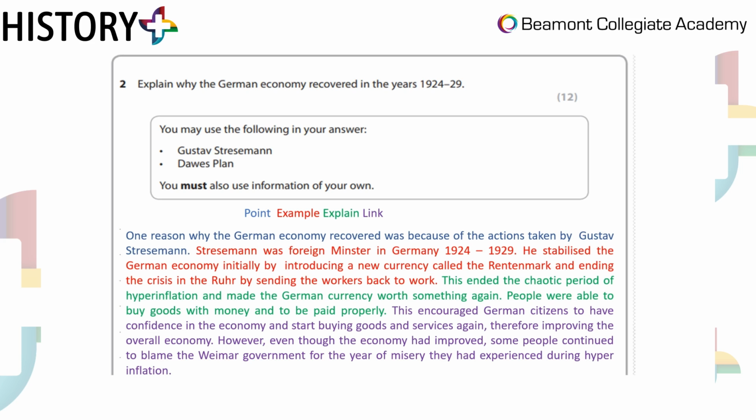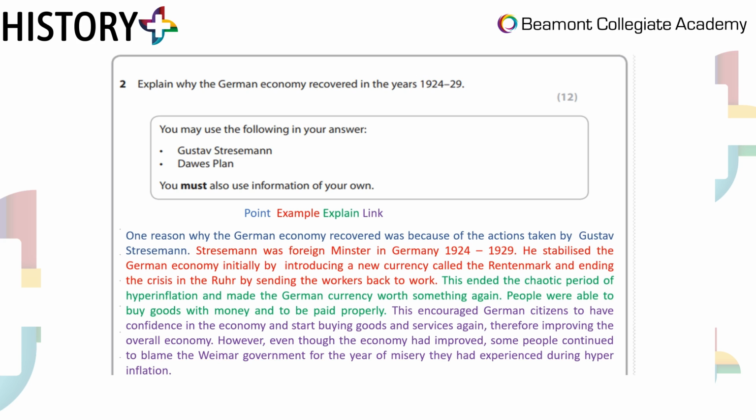Then I've got to give an example about that. Stresemann was foreign minister in Germany 1924 to 1929. He stabilised the German economy initially by introducing a new currency called the Rentenmark and ending the crisis in the Ruhr by sending the workers back to work. Okay, that's quite good, but to get the very best marks we need to then explain this a bit further and then really clearly link it to the question.